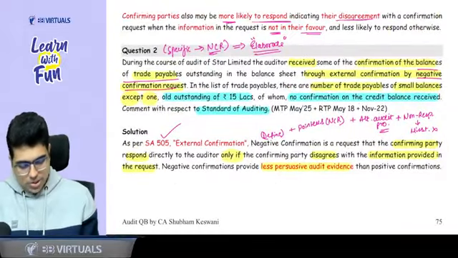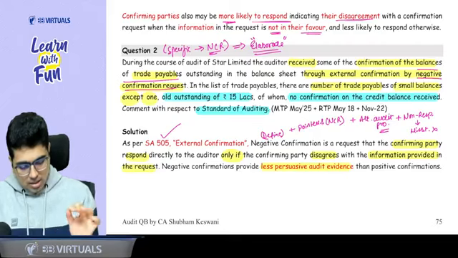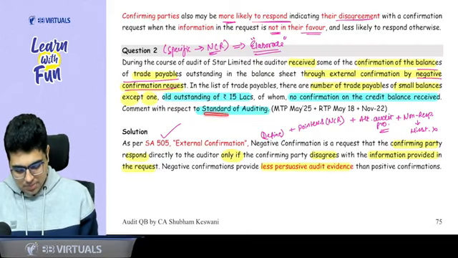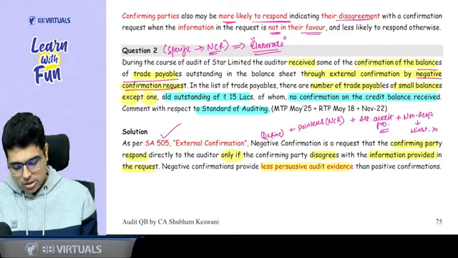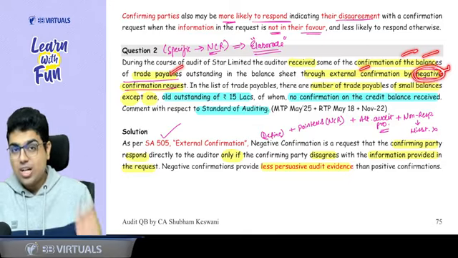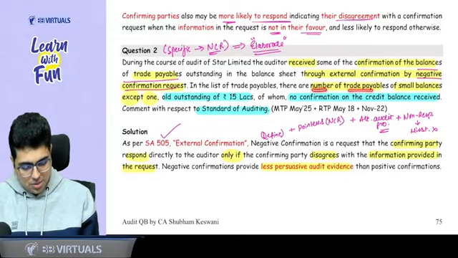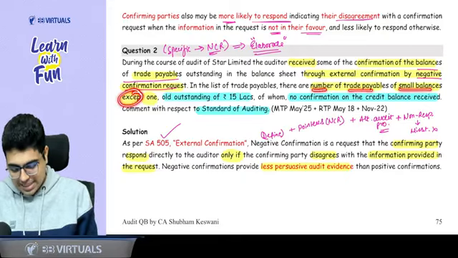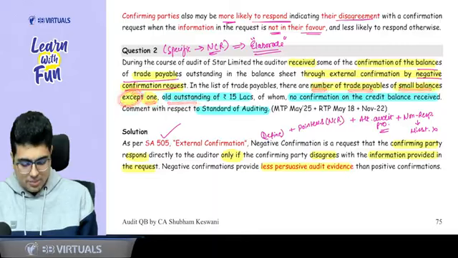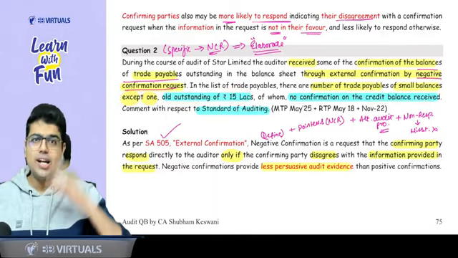Question number 2. Now, sir, what is question number 2? It is asked in November 22, RTP May 18, MTP May 25. Let's revise. The last point says, comment with respect to NCR. Read the whole question. During the audit of Star Limited, the auditor received some of the confirmation of balances of trade payables through external confirmation by negative confirmation request. So the question is focusing on negative confirmation request. In the list of trade payables, there are a number of trade payables of small balances except one old outstanding balance of 15 lakhs where no confirmation is received. Comment.